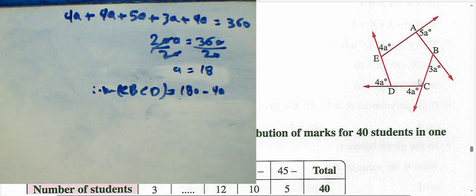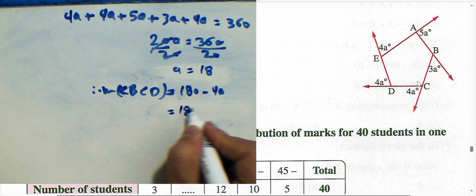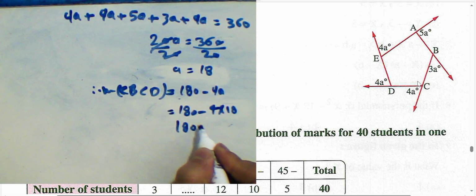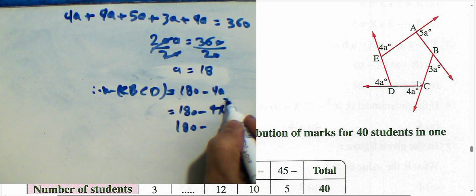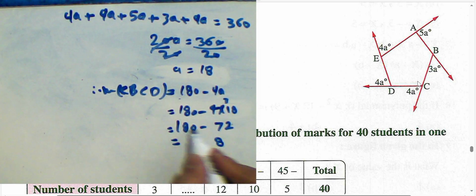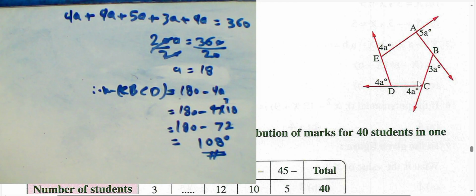Angle DCB is 180 subtract 4A, because the two angles here are supplementary angles. The summation of them equals 180 degrees. Okay, we have a straight angle. Then the supplement of 4A: 180 subtract 4 times 18. 4 times 18 is 72. Then find the difference: 180 minus 72. The result will be 108 degrees. This is the measure of the angle.